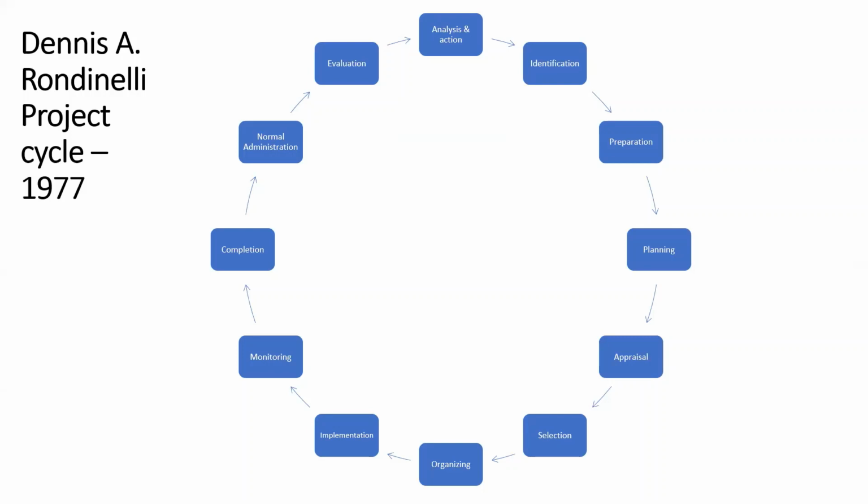And 10th, normal administration. This provides a project management service for the team, including responsibilities, reporting, planning, and all. Then 11th, evaluation. It is a kind of assessment that can be done while implementing the project as well as at the end of the project. And then analysis and action, analyzing the project components in each and every step, the budget analysis and all.